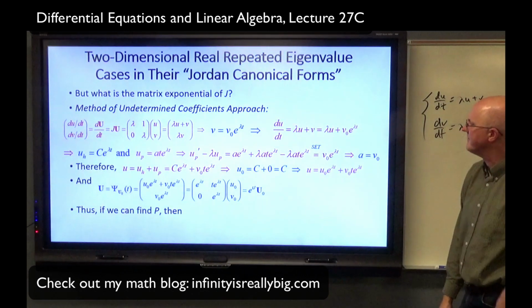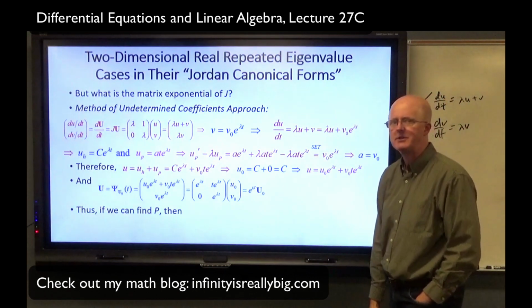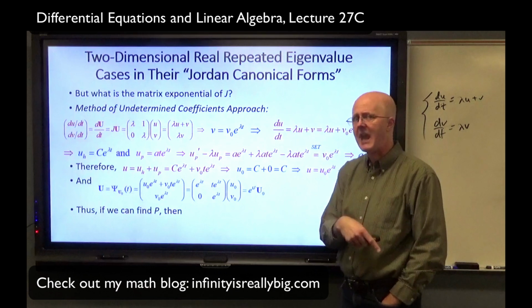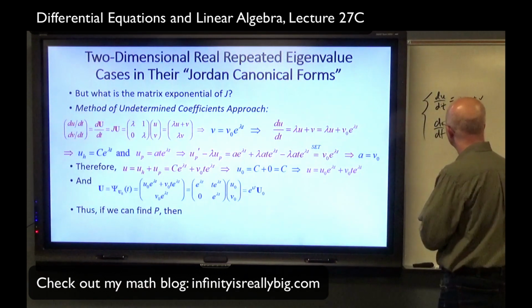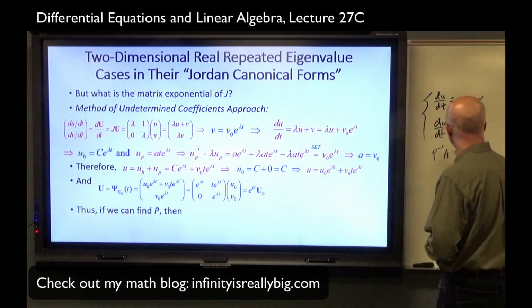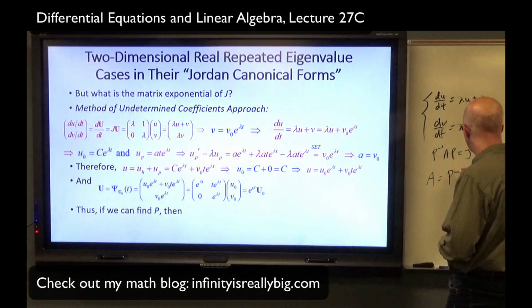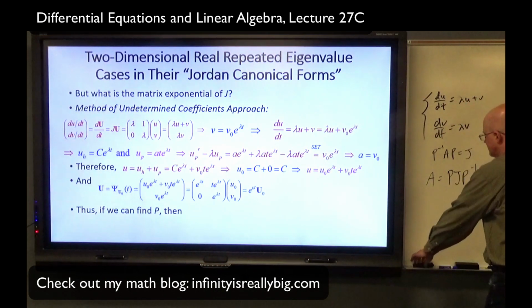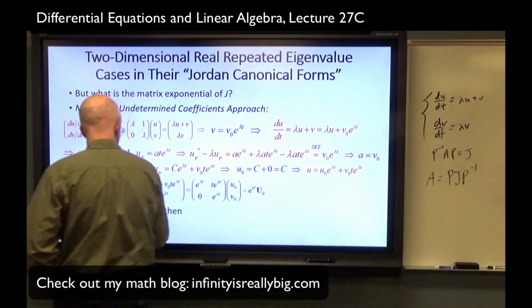But wait a minute. How do we get back to y? We've got to use the similarity transform again. P inverse A P equals J. Therefore, A must be P J P inverse. But wait a minute. What's P? If we can find P, then we can do this.